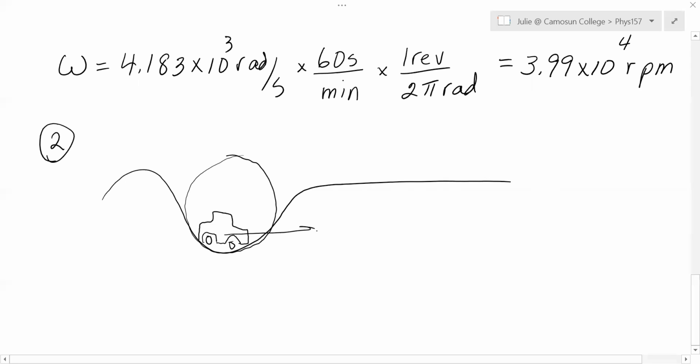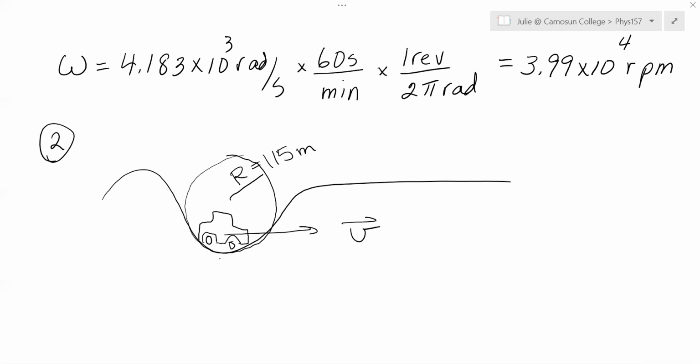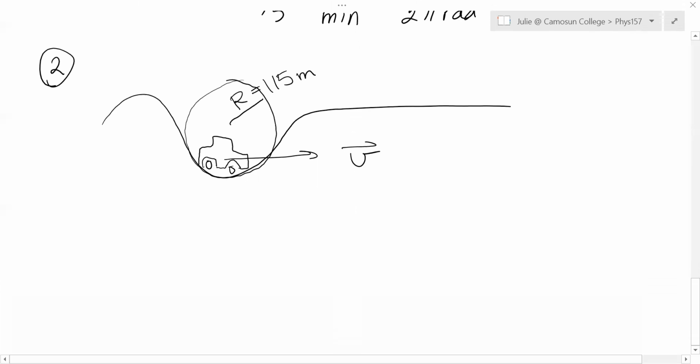Okay, its speed is this way. The velocity is this way. The radius of the circle is this, r, and we're told here that it's 115 meters. So it's not a very tight turn. That's a pretty gross exaggeration I've done with that giant car in there. And then it says at the bottom, the normal force on the driver is twice his weight, and we're trying to find the speed. Okay, so remember the free body diagram for something going in a circle.